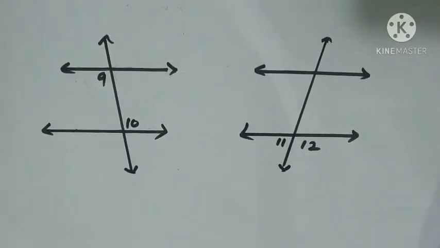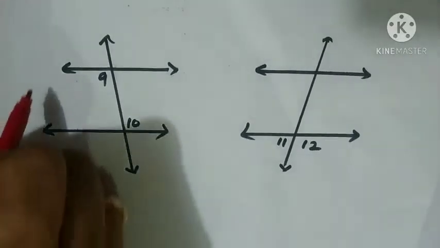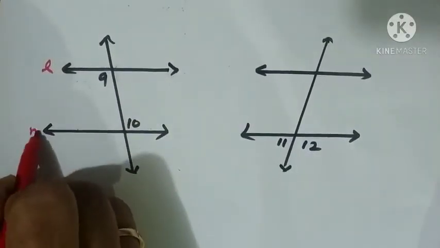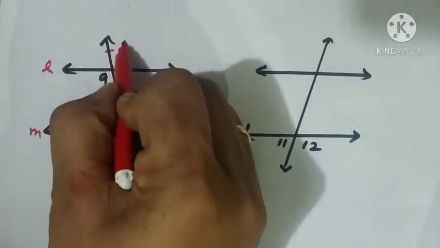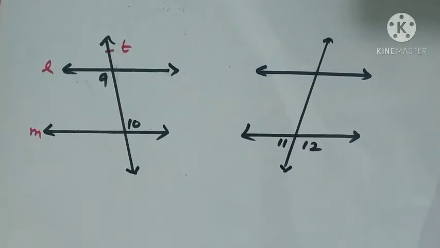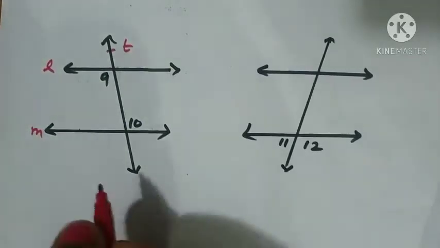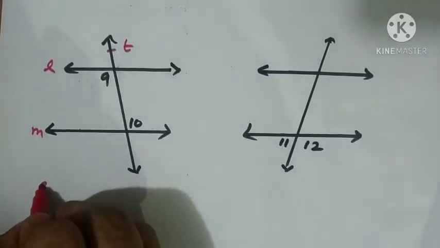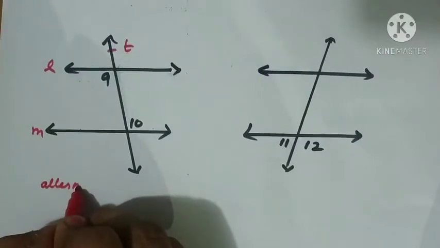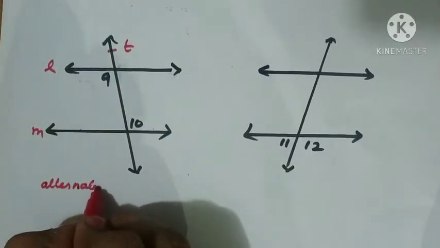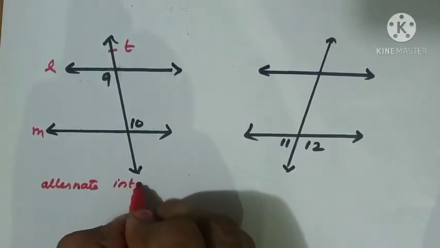Now what can you say about 9 and 10? If you don't know the names of these angles, first think about where they lie. Just identify the lines. I identify these as L and M, cut by transversal T only. So 9 and 10 are interior angles only. Now you should think about whether it is the same side or alternate side. It's alternate only. So what should we write? Alternate interior angles.